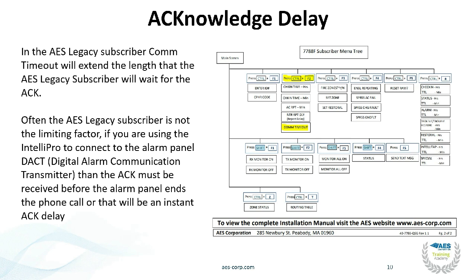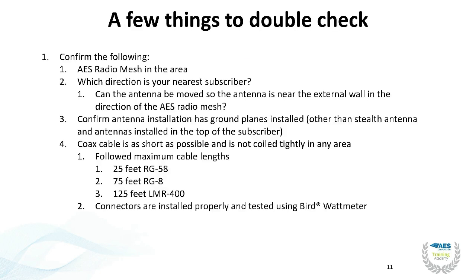Let's go over a few things that we can double check before having to move the location of the AES antenna. First, we want to make sure we have AES radio mesh in the area. You can check it in the parking lot, check it in various locations in the building. Which direction is your nearest subscriber? If you're able to figure out where your nearest peer is going to be, that could help you find a location that works. Confirm the antenna installation has ground planes installed.